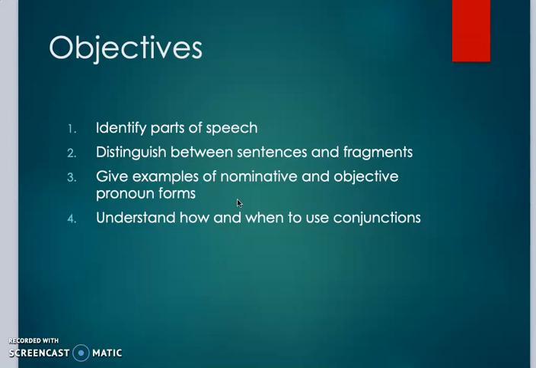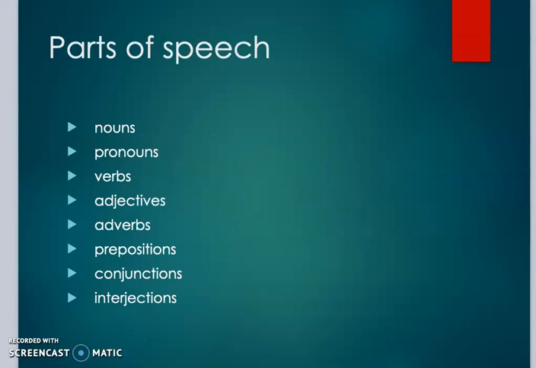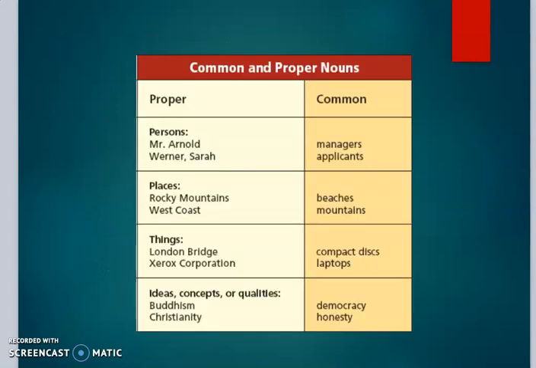The third thing we need to learn is to give examples of nominative and objective pronoun forms. And fourthly and finally, understand how and when to use conjunctions. Conjunctions, you should know what that is: and, but, all that kind of stuff. We'll go over it soon. The parts of speech are labeled as nouns, pronouns, verbs, adjectives, adverbs, prepositions, conjunctions, and interjections. We're going to go over all of those throughout the slides.